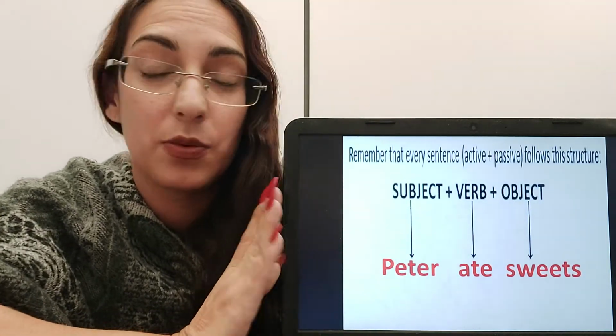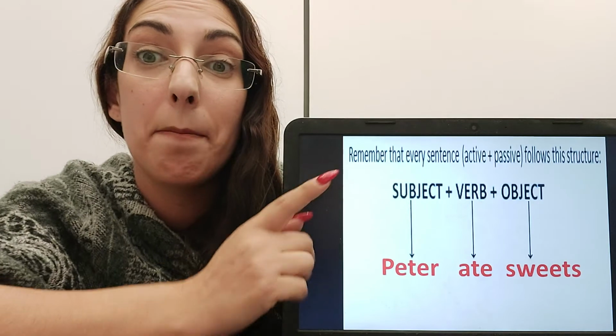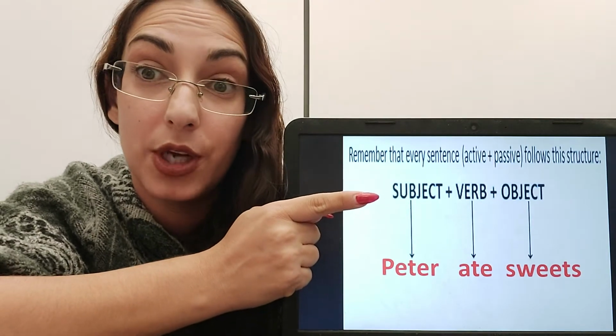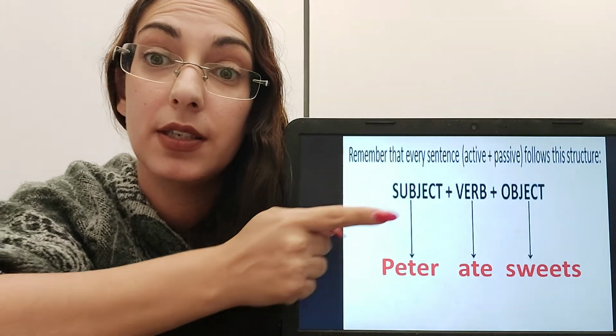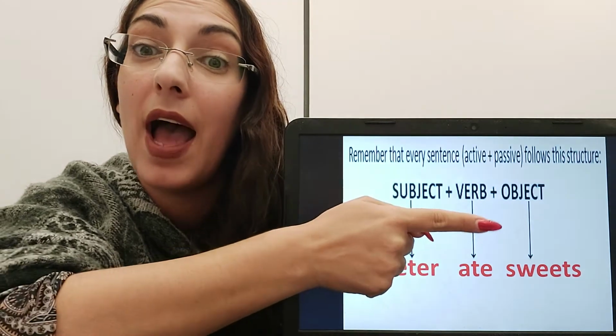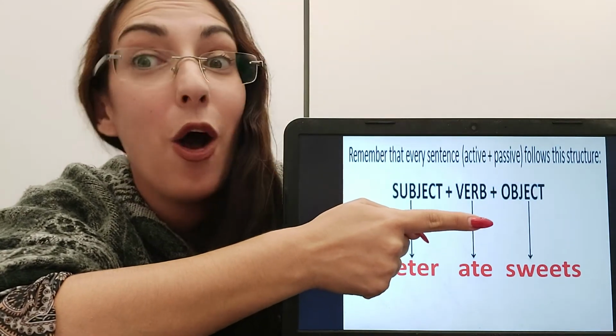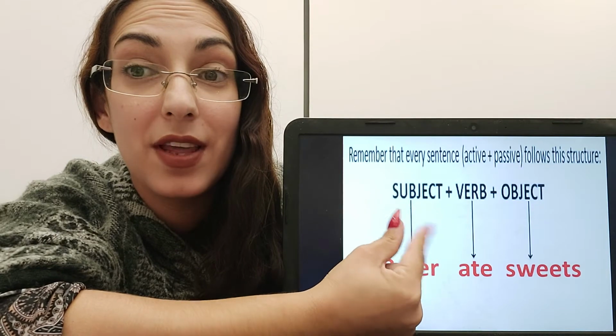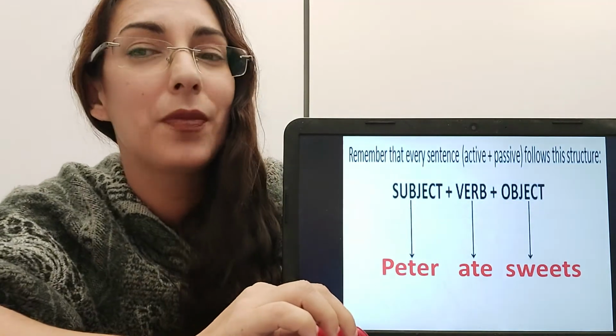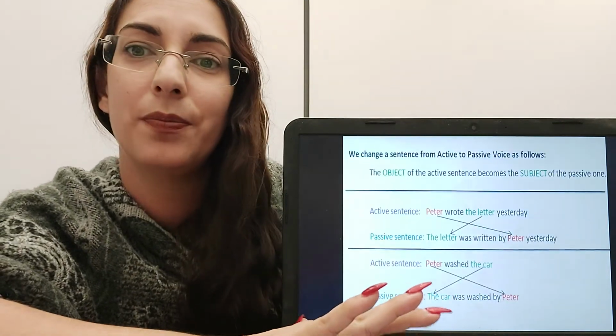Now, every sentence, whether it's active or passive, must have a subject, verb, and object. So Peter is my subject, ate is my verb, and sweets is my object. So we always need these three things in a sentence, always. Let's have a look at why this is important.